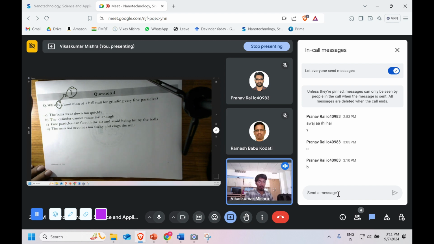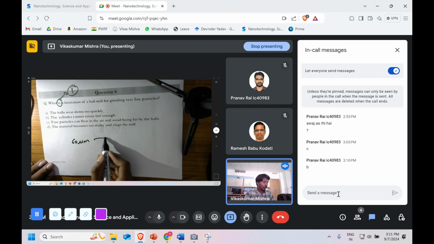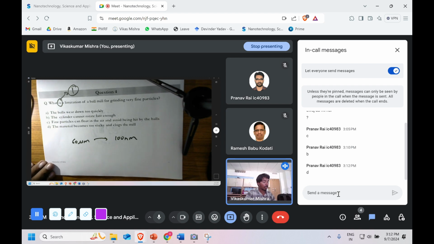Okay. Now we want to grind our particular material, let's say having 60 micrometer of size, and we want to break it down to the very fine, let's say 100 nanometer. Now, what are the limitations of this particular ball milling process? Let me tell you that we won't be able to do that.